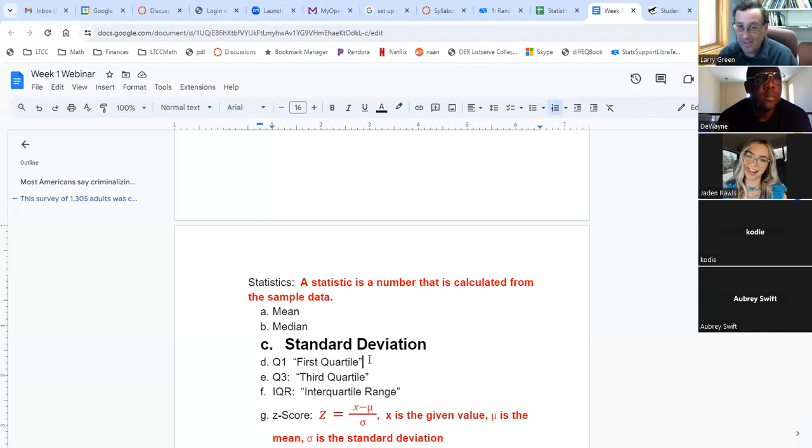Then, as statisticians do, we're going to have what's called the first quartile and the third quartile: Q1 for the first quartile, Q3 for the third quartile. Q1 is the value at which a quarter of the data are below you. Q3 is the value at which three quarters are below you.